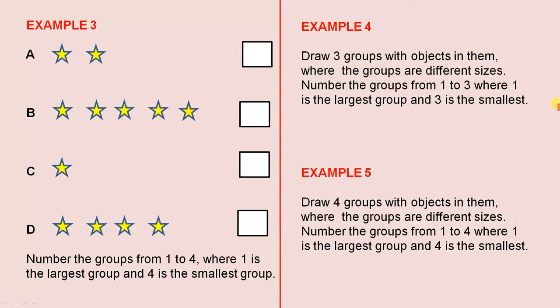Draw 3 groups with objects in them, where the groups are different sizes. Number the groups from 1 to 3, where 1 is the largest group and 3 is the smallest. Draw 4 groups with objects in them, where the groups are different sizes. Number the groups from 1 to 4, where 1 is the largest group and 4 is the smallest.